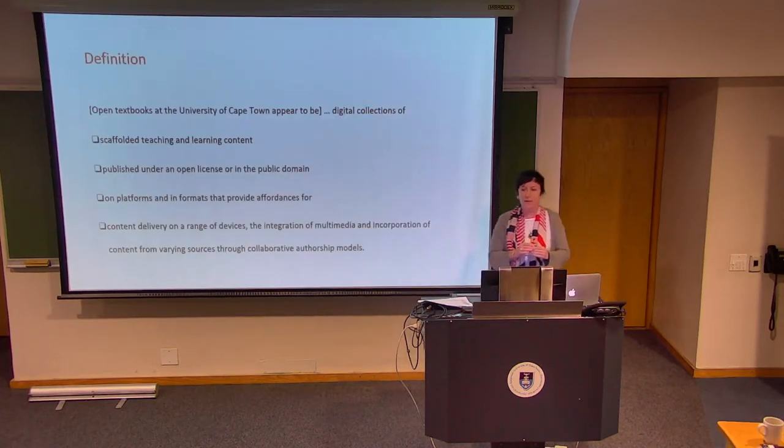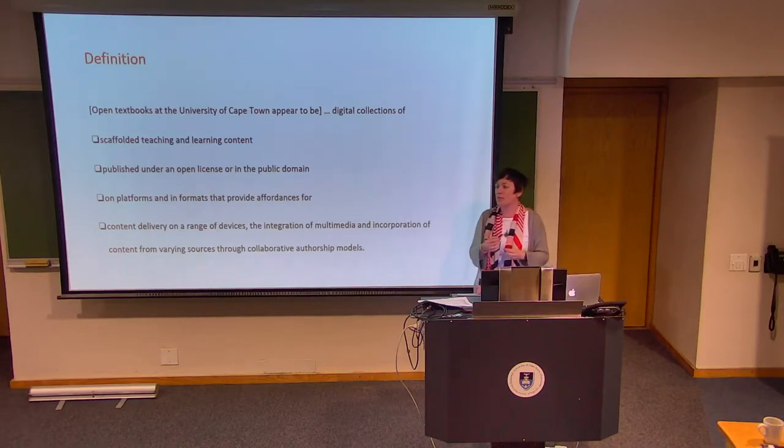One of the primary imperatives of our project is arriving at an operational definition of what it is that we think and mean when we talk about open textbooks. We have for a while been watching the international space around open textbook development, largely based in the United States and Canada. There are a few institutions that have positioned themselves as open textbook publishers. We watch that space very keenly, but we're very interested in getting a sense of what open textbooks mean for us here. So a definition that we can work with feels really important.